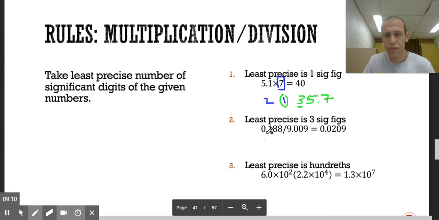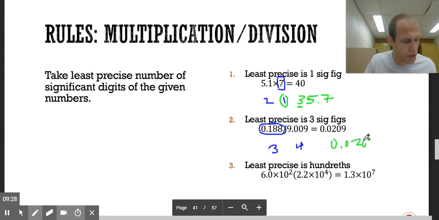Let's try another one. Here we have 3 significant figures in the first number, 4 in the second. We have to take the least precise number of significant digits. So that will be 3, this one. So when I divide that number, I actually will get out, oh boy, 0.02086800209, lots of stuff. But I only can take 3 significant figures, so it'd be these 3. That 8 will round the 6 up.